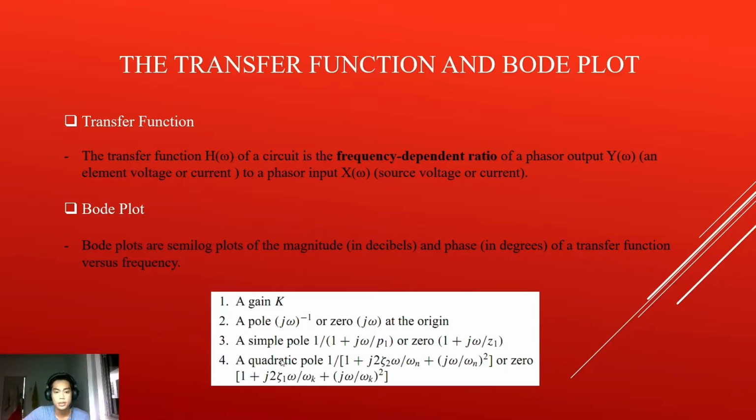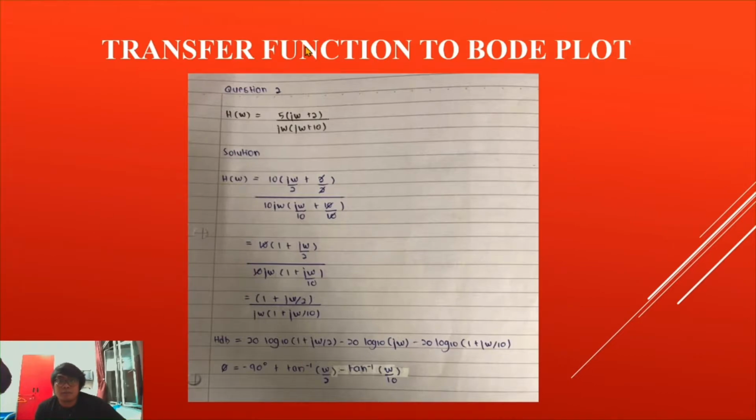So there are 5 important factors in making a Bode plot. The first one is gain K, which is a gain constant. The second one is a pole at the origin, and the third one is a zero at the origin. The fourth one is a simple pole, and the last one is a simple zero. Today I will present two functions to work.